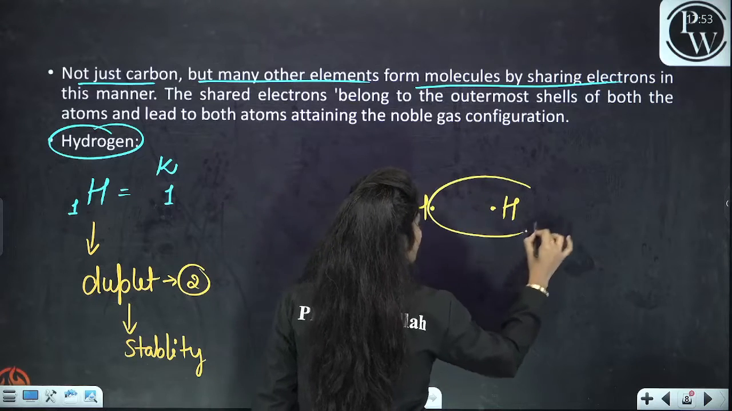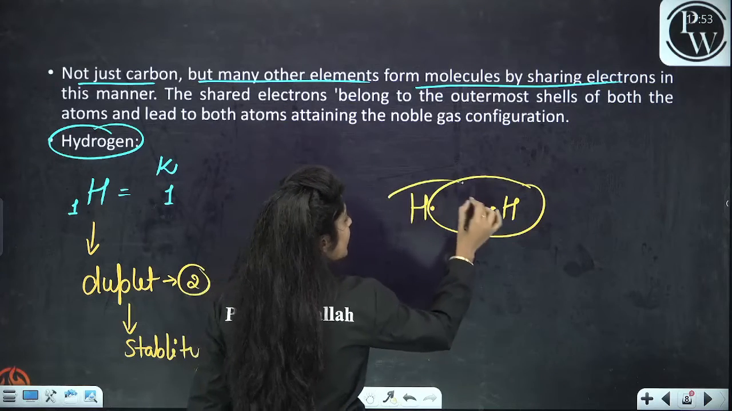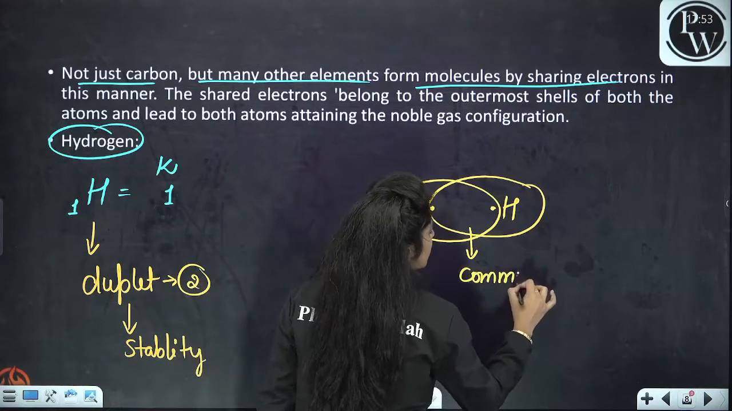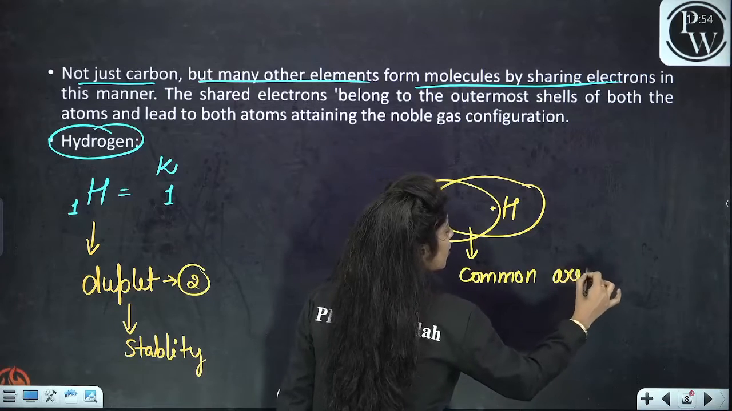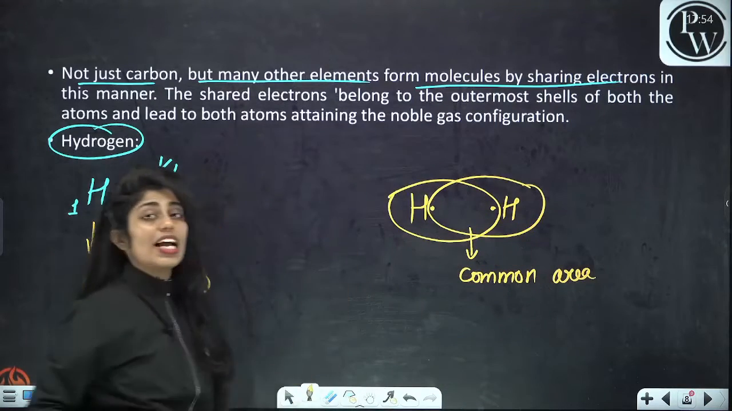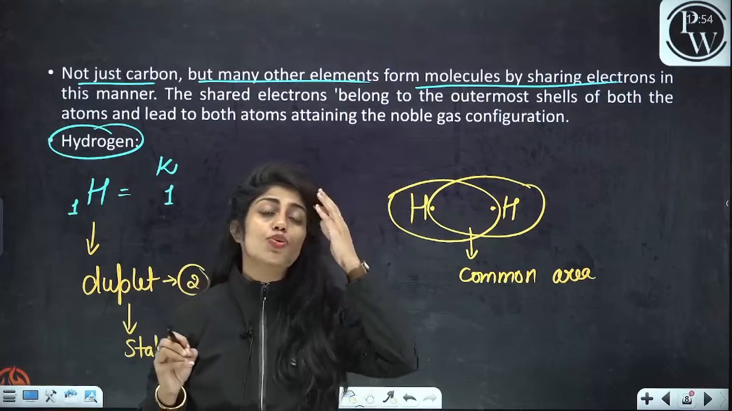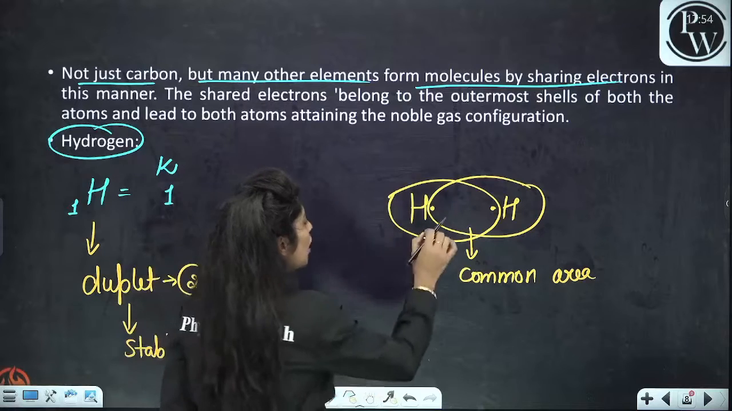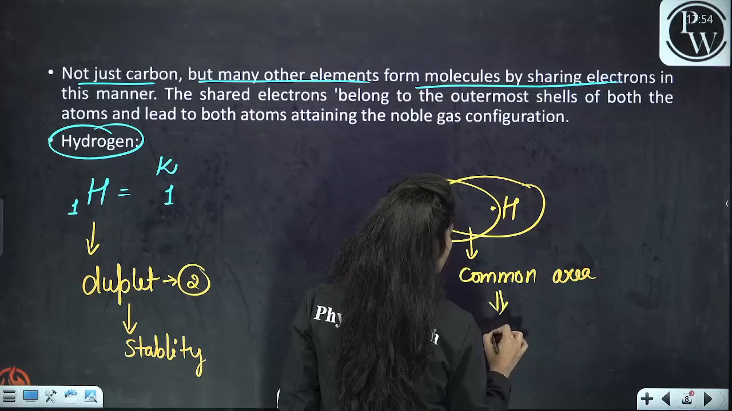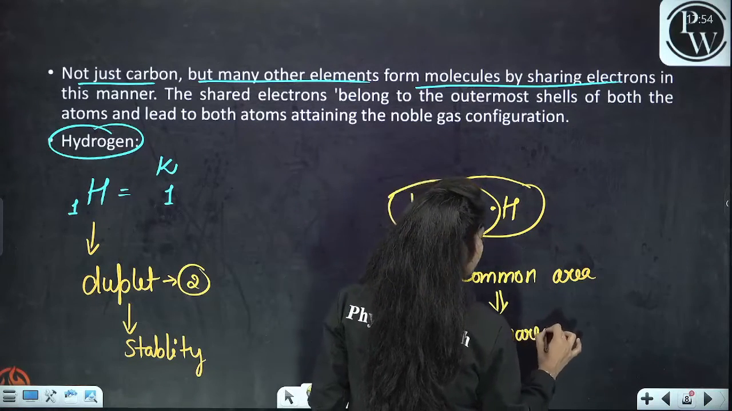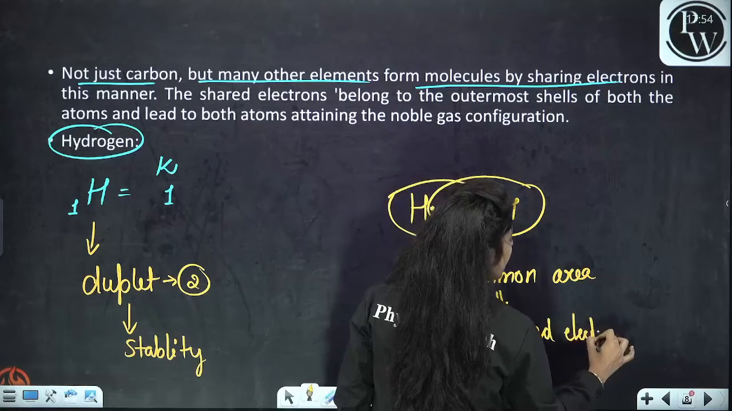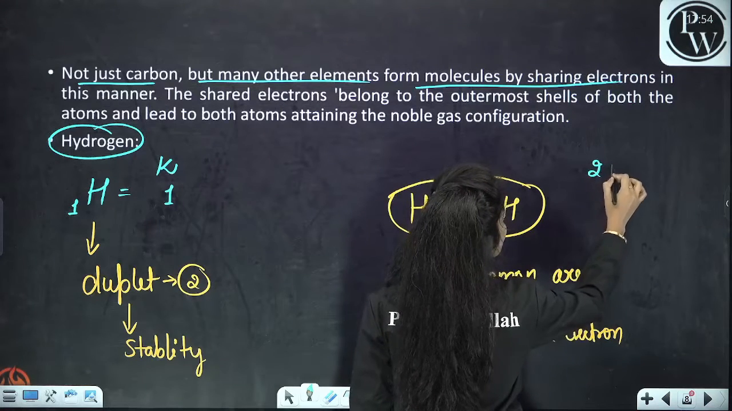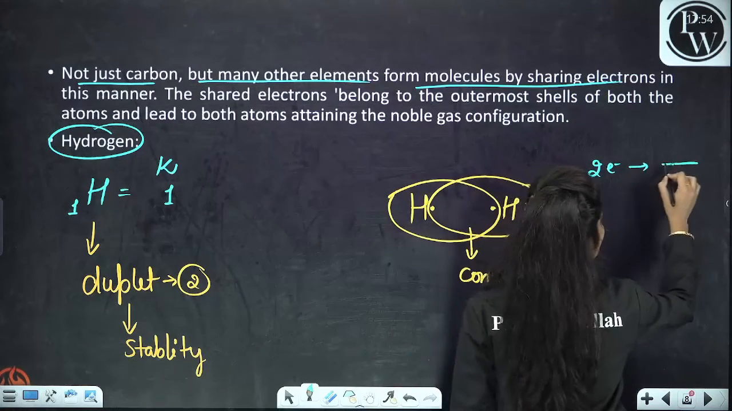So basically this hydrogen is completing its duplet and this is the common area we are drawing, okay, and this is a kind of electronic dot structure because we are showing the valence electron in a dot form, okay. So now this is the common area representing the shared electrons. If 2 electrons are shared, they will be forming a single bond.